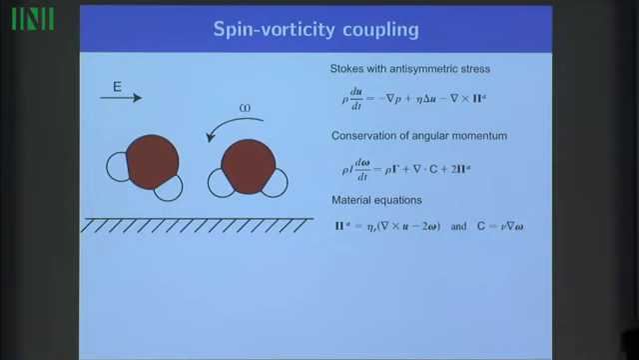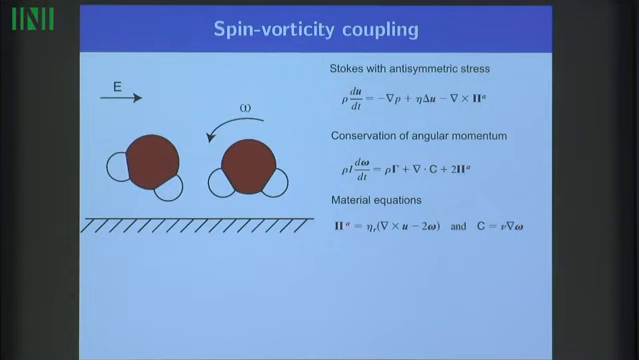Yeah, and that's the same antisymmetric stress that comes in there. So for this we can write down two material equations. The easy one is the spin stress. As soon as we have gradients in the spin field, we'll have some form of friction, which is parameterized by this spin viscosity nu.